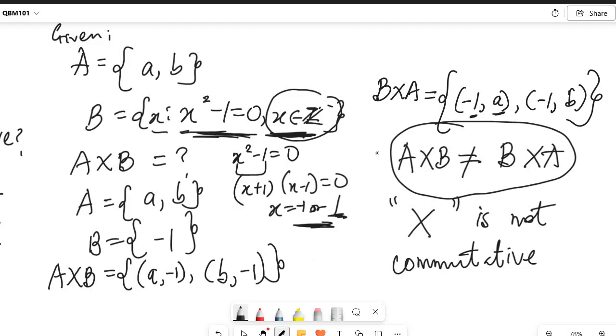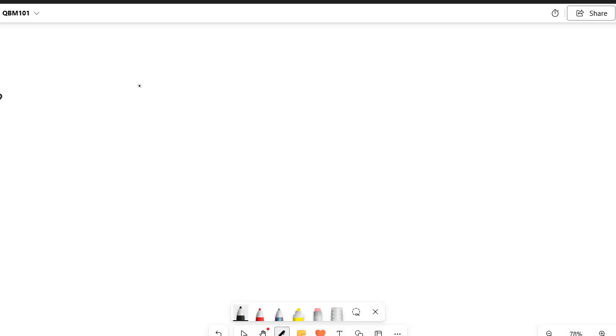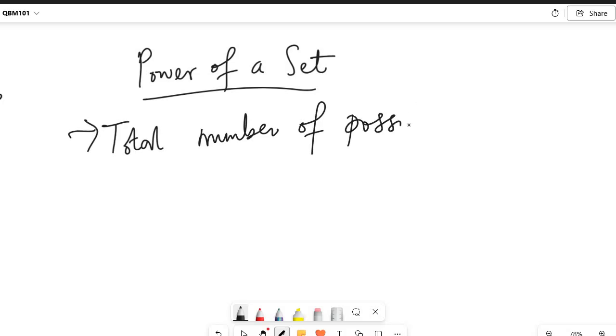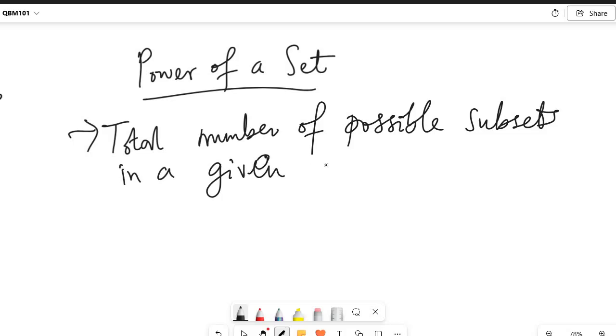Now let's quickly talk about the power of a set. The power of a set is strongly dependent on our idea of cardinality. So if I want to find the cardinality of the power of a set, the power of a set basically is the total number of proper subsets that is in that set. Some people say improper, however it is just the total number of subsets. So your power set is the total number of possible subsets in a given set. So now we can know the cardinality of the power of the set actually.